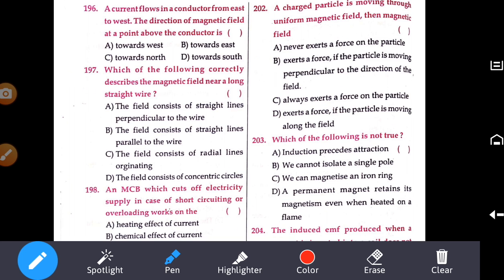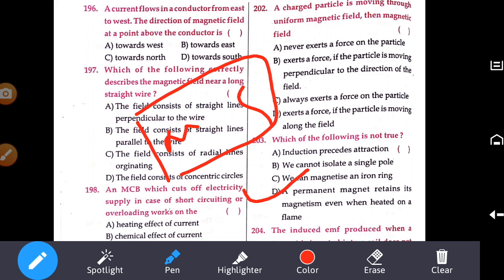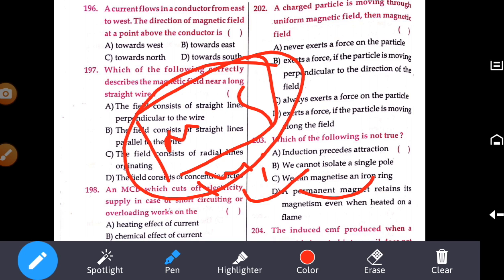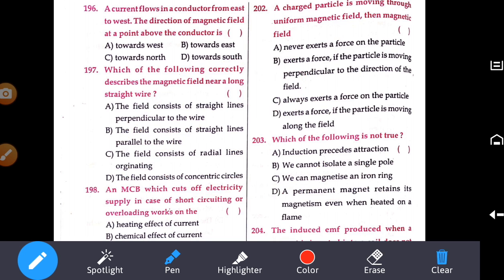203. Which of the following is not true? I think this question was already asked in set 1 or set 2. Option number D: a permanent magnet retains its magnetism even if it is heated. We already know that if any magnet is heated, it loses its magnetic properties. Even a permanent magnet will lose its property, but they have given that it will retain. So option number D is our answer.